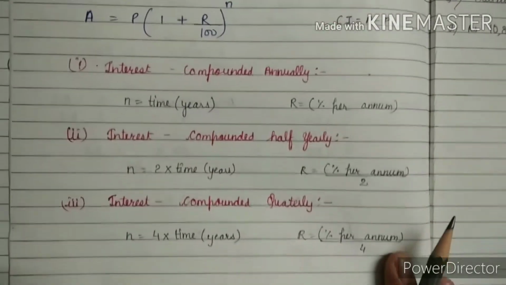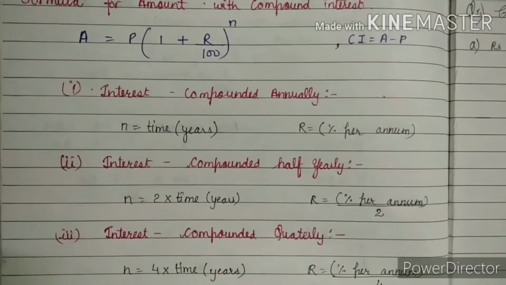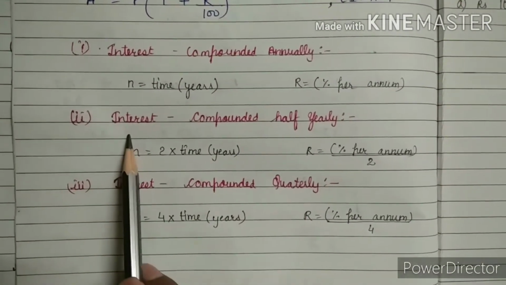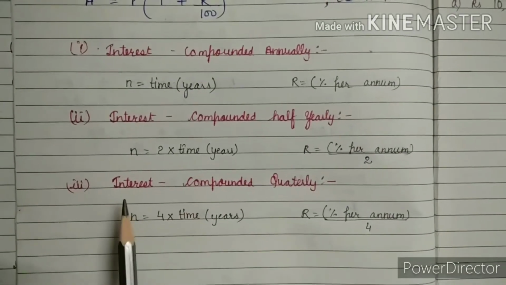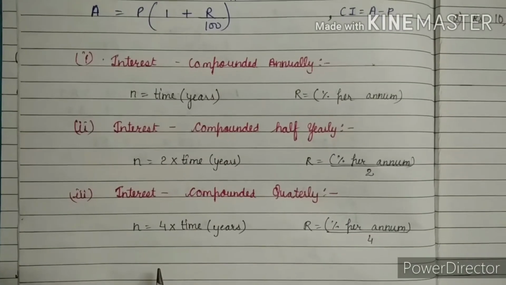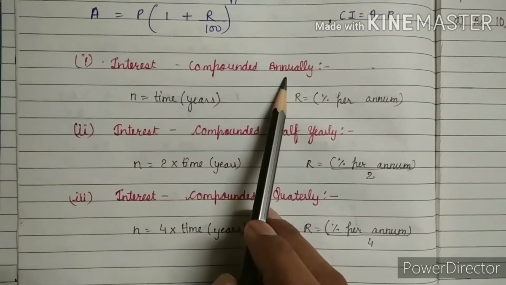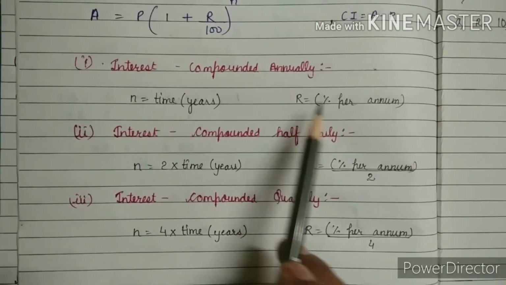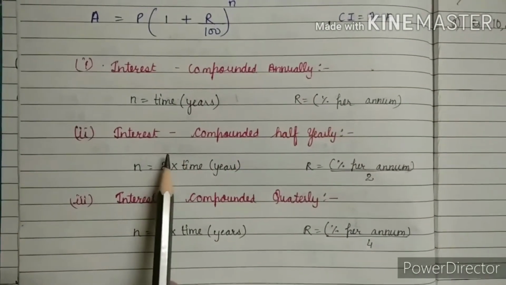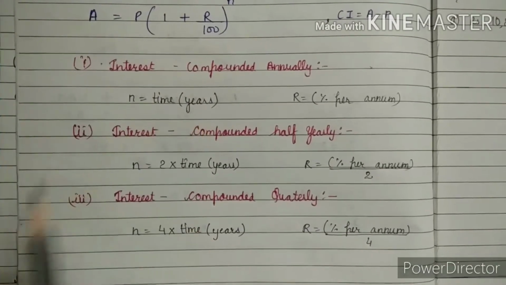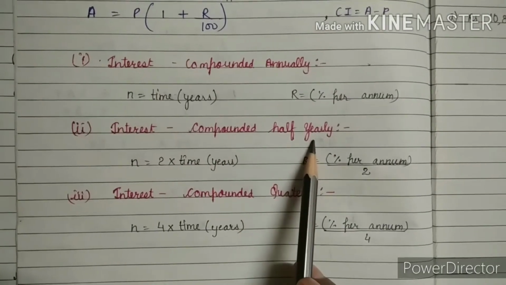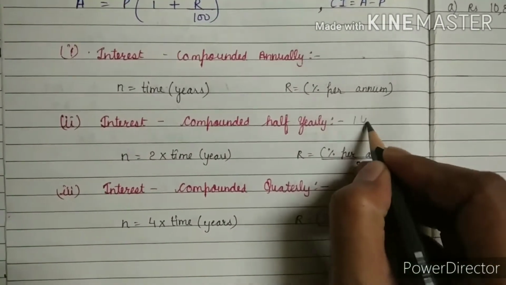So there are three cases when we are calculating compound interest: when interest is compounded annually, when interest is compounded half yearly, and when interest is compounded quarterly. Compounded annually means the rate is always per annum, over the whole year, and time will remain the same in years.